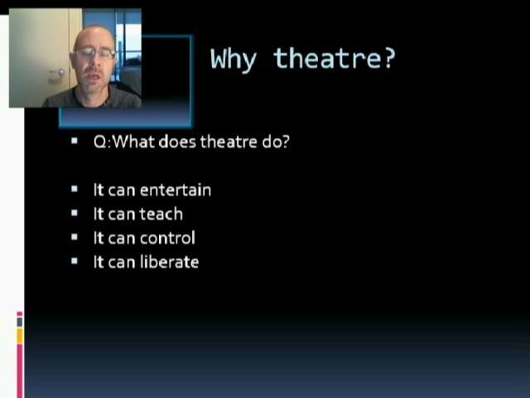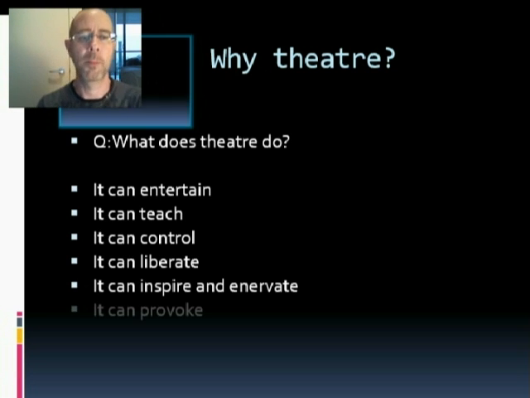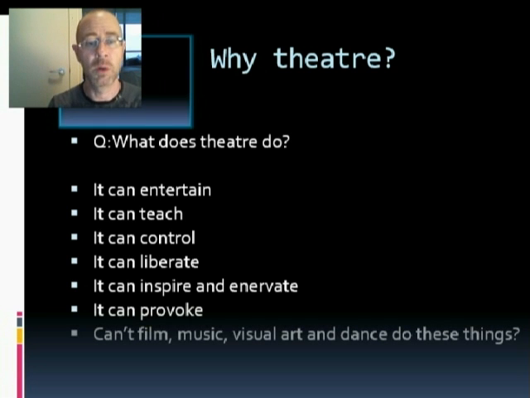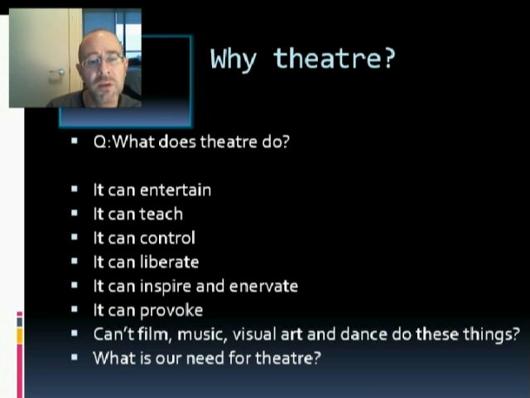We look at applied performance work and applied theatre, or the work of Augusto Boal, and it can actually liberate people and give them tools to empower themselves. We know it can inspire. We know it can innovate, in other words, lift our spirits. We know it can provoke, and I think it should do. We know that film, music, visual art, and dance can do all of these things. And so what is it theatre can do that these things can't? If film, music, visual arts, and dance can do all of this above, what need have we of theatre? I'm going to leave you with that question because I want you to have a succinct answer for me.